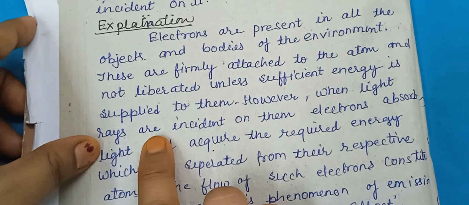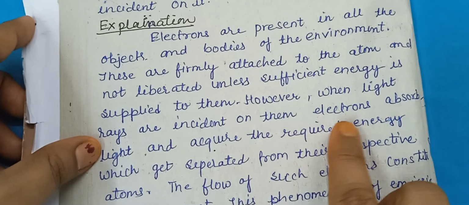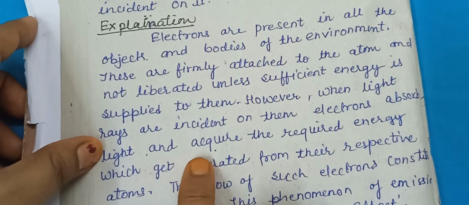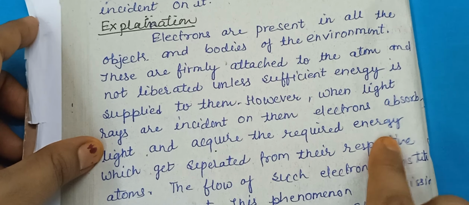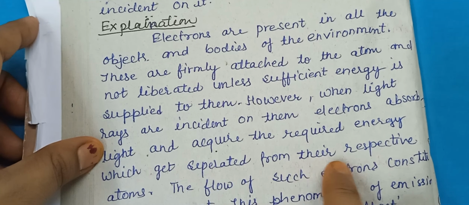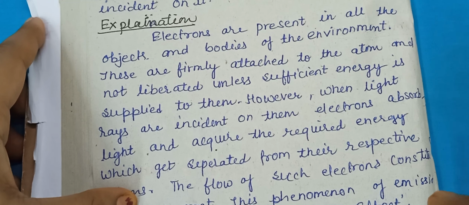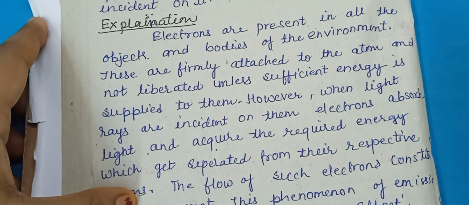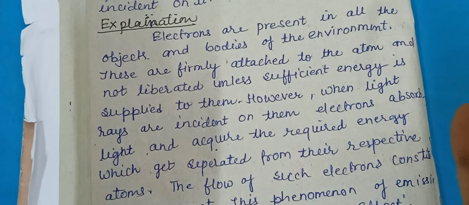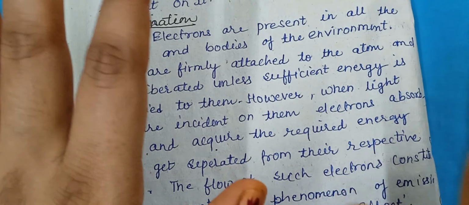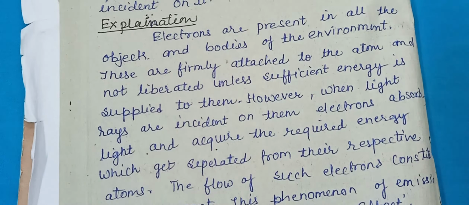However, when light rays are incident on them, the electron absorbs light and acquires the required energy, which gets it separated from its respective atom. When light is incident on it, the electron gets the energy. Now the electron has sufficient energy to separate from the atom.